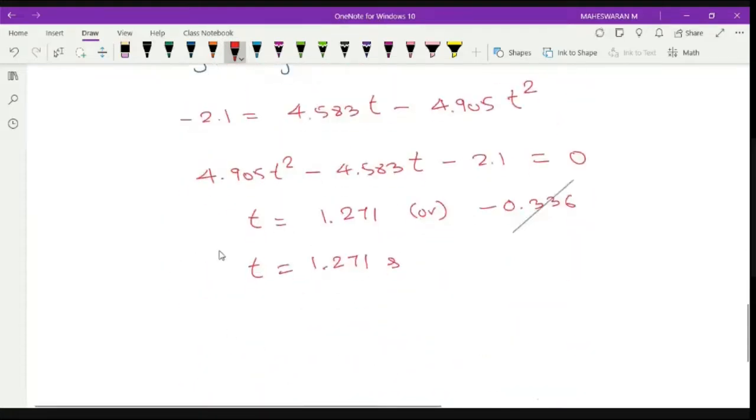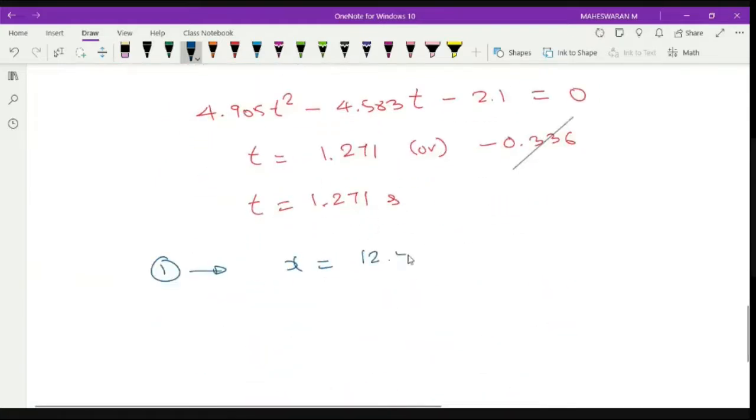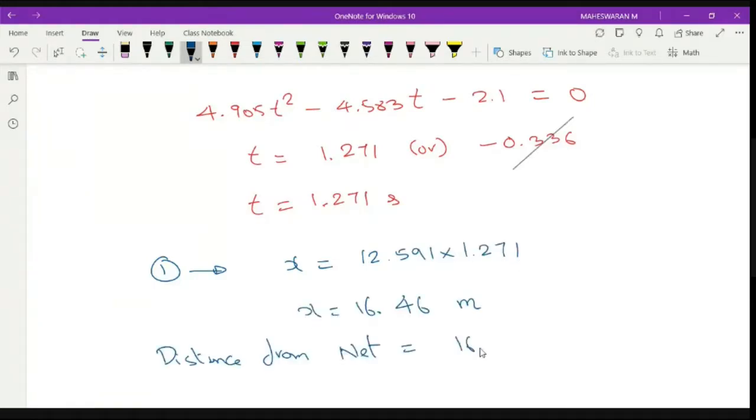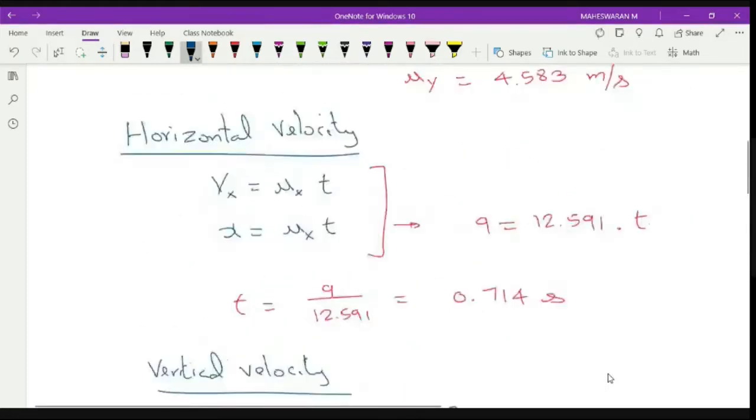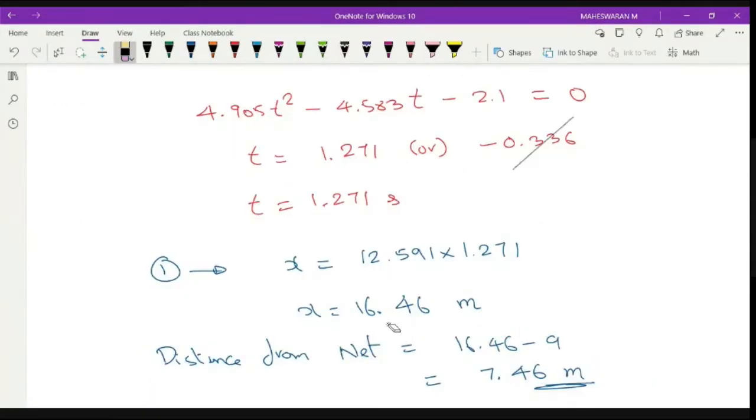Substitute in equation 1, right? Substitute it in 1, right? So x is equal to, so u is 12.591 times 1.271. 16.460, sir. So your x is 16.46 minus 9, right? What is the value? 7.46. 7.46 meter. So this is my distance, right? So my distance here is 7.46. Any doubt on this? Okay, so if this is 16, so this will be 7.